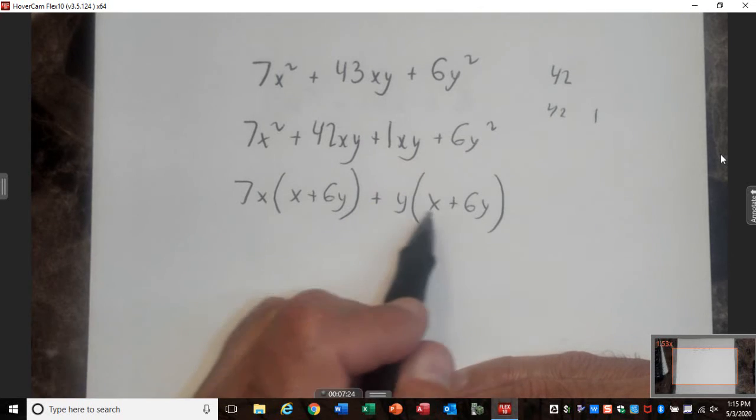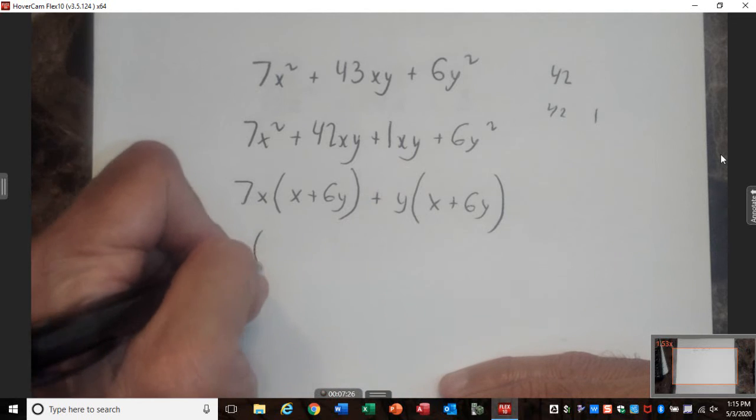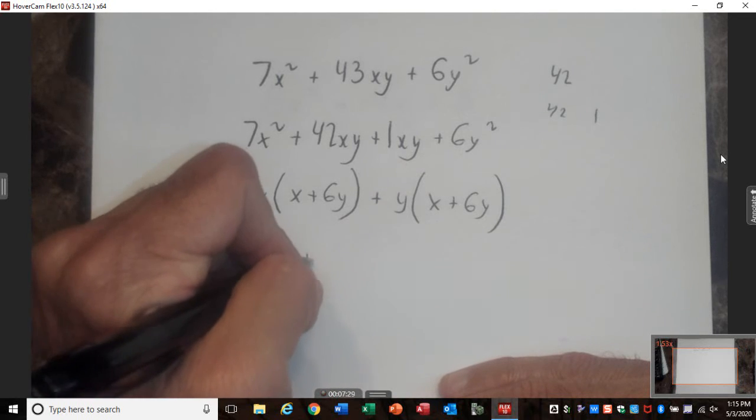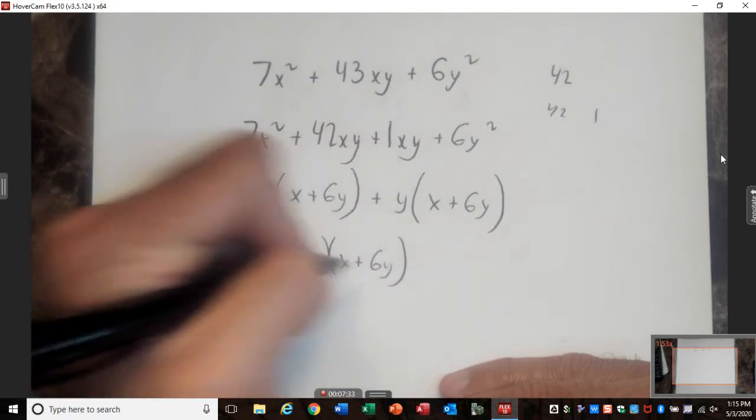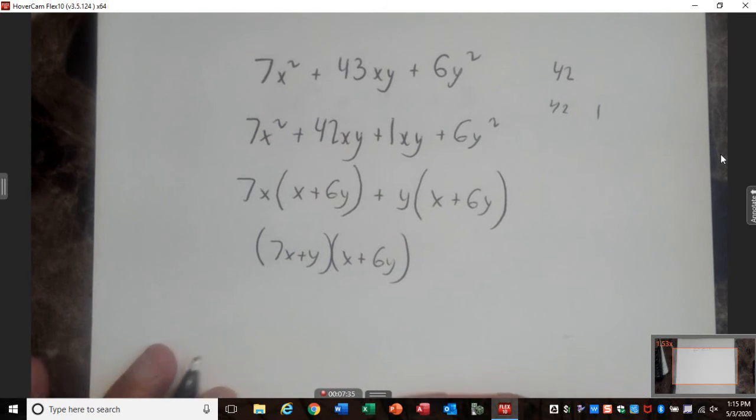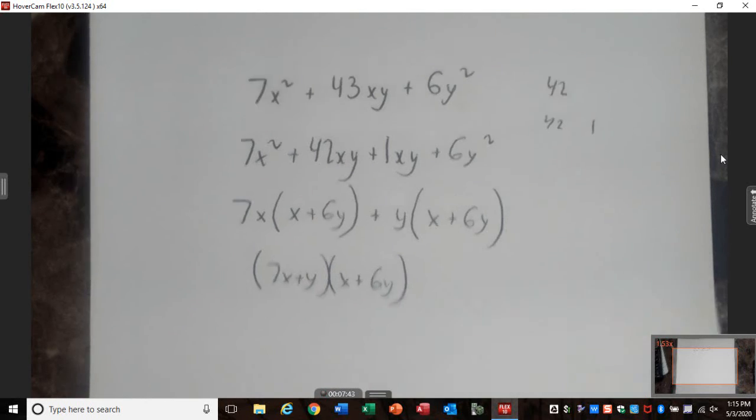So notice we have the same binomials. So now when you put it together, your answer is going to be 7x plus y times x plus 6y. And ladies and gentlemen, you are done. Remember, all these can be checked using FOIL or distribution. Please check these, check these, check these.